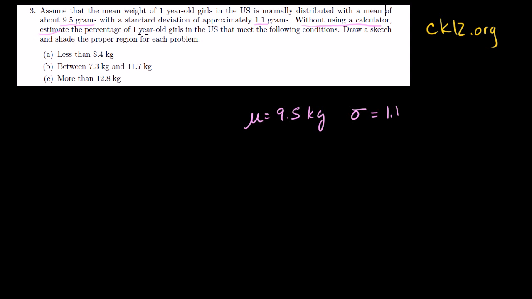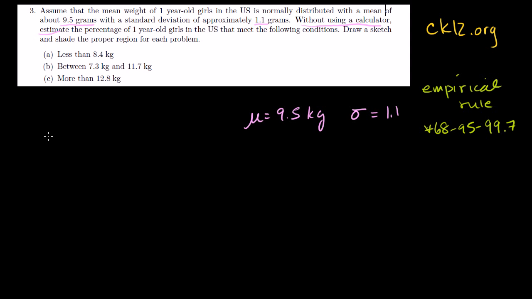Estimate the percentage of 1-year-old girls in the U.S. that meet the following conditions. When they say to estimate without a calculator, that's a big giveaway that we're supposed to use the empirical rule, sometimes called the 68, 95, 99.7 rule. And if you remember this is the name of the rule, you've essentially remembered the rule.